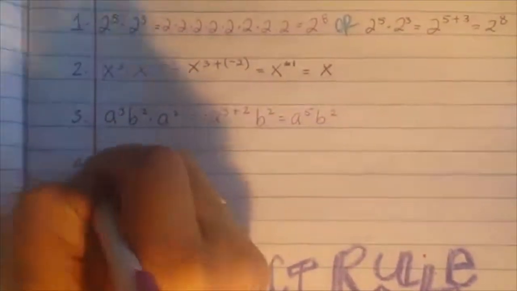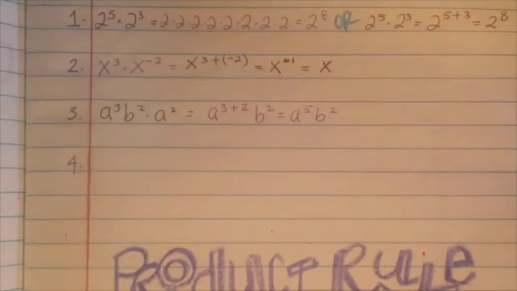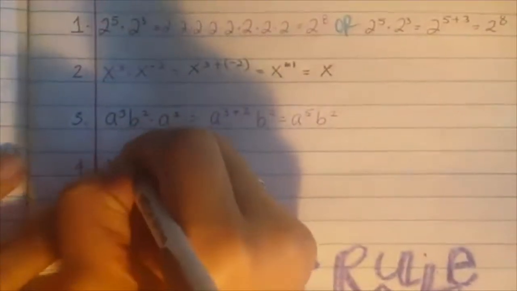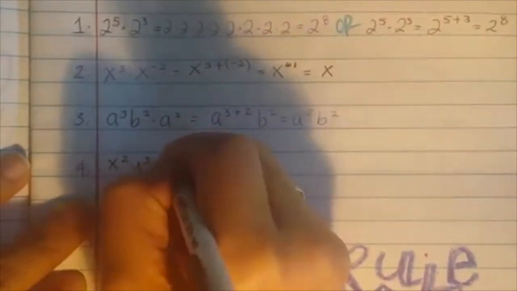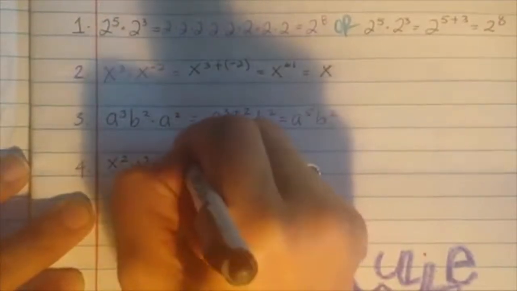So you just have to make sure the bases are the same. Number 4, let's say we had x squared, y cubed, z, y to the 5, z squared, x to the negative 1.